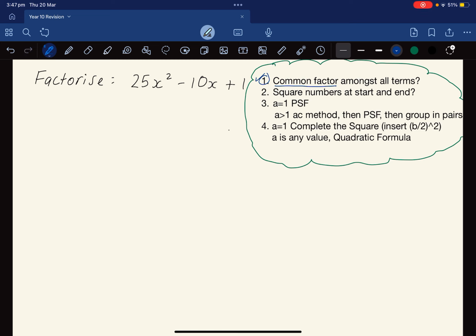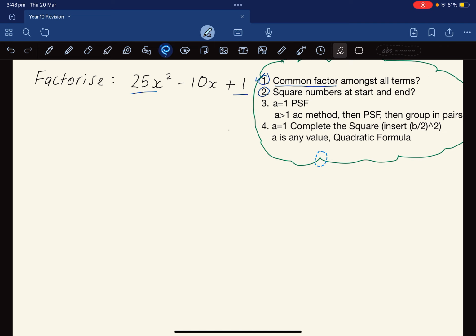What about, are there square numbers at the start and the end? Well, 1 is actually a square number, so we do have square numbers here. So we can use a strategy for that. You can rewrite 1 as 1 squared, right? I don't know if that makes any sense, but let's keep going. 25 is a square number, 1 is a square number.